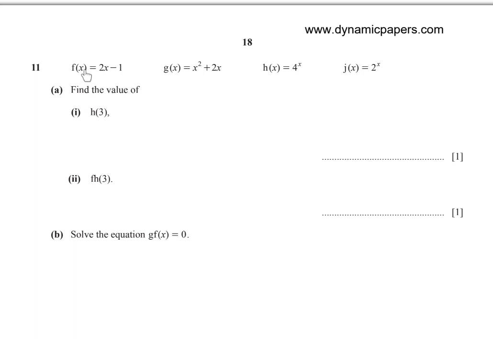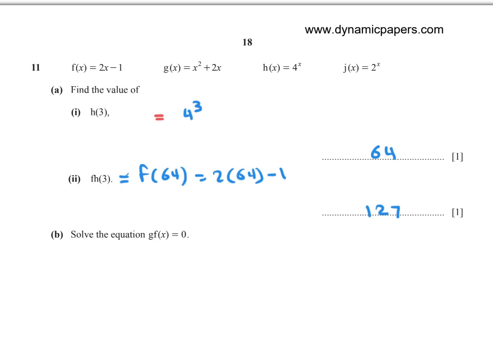Number 11, f(x) = 2x minus 1, g(x) = x squared plus 2x, h(x) = 4 power x, j(x) = 2 power x. Find the value of fh(3). So put x equals 3 in h, so 4 power 3, which is 64. For fh(3), we have h(3) is 64, so we need f(64). Put x equals 64 in f, so 2 times 64 minus 1, 128 minus 1, so 127.